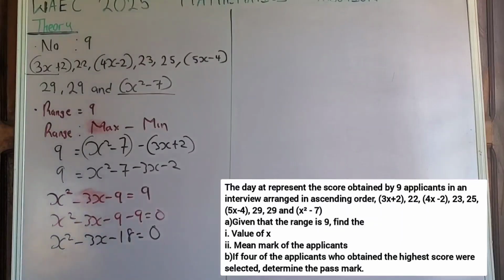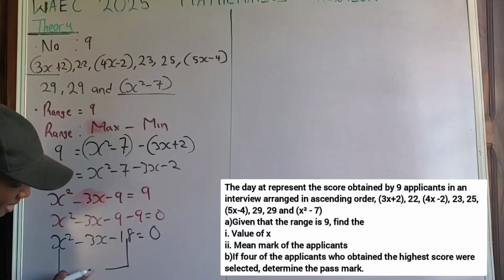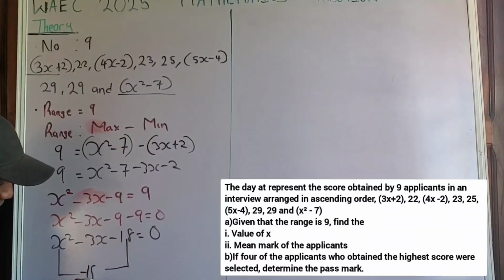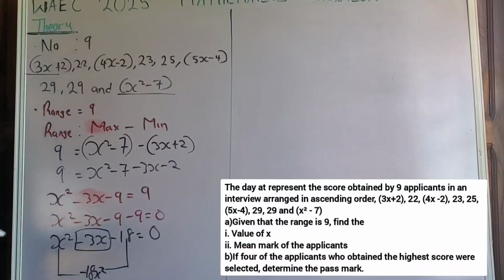Now we have what type of equation on the board? That is a quadratic equation. We can solve this quadratic equation using the factorization method. How do we factorize? To factorize the quadratic equation, what are the two numbers that if we multiply them, we are going to have -18x², and if you add the two numbers, you are going to have -3x? It's simple. If you don't know how to factorize a quadratic equation, you can always check this channel to watch our previous class.